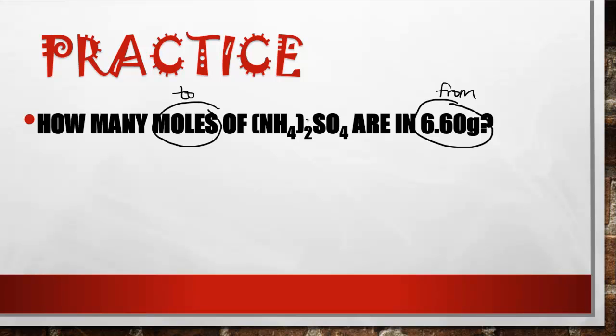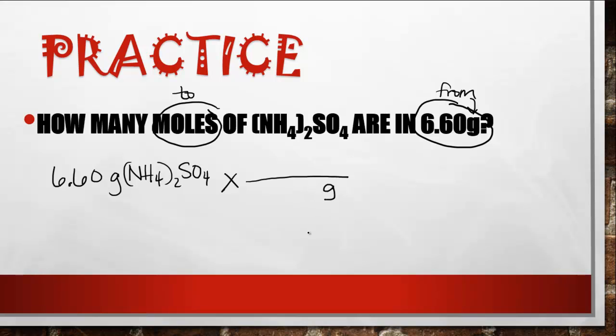So when I set up my conversion factor, this is the unit that's going to be on bottom. This is my unit that's going to be on top. This number just helps me start my problem. So I'm going to have 6.60 grams of (NH4)2SO4. And I am going to times a line. Now on bottom of my line is going to be my from unit, not the number, just the unit. So I'm going to put grams on bottom.